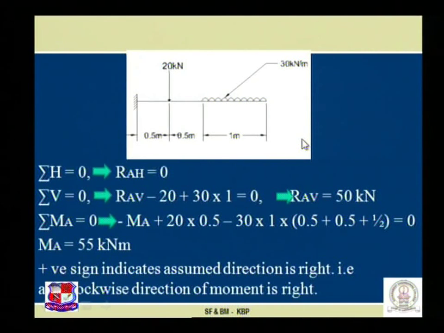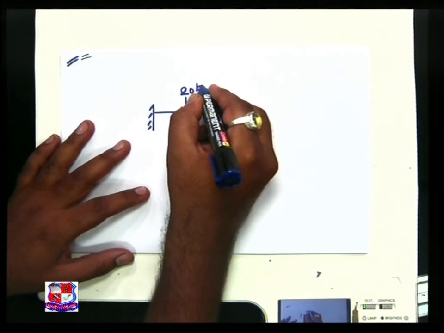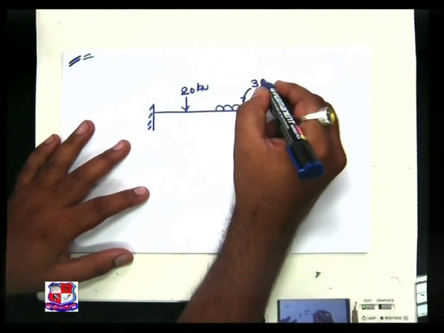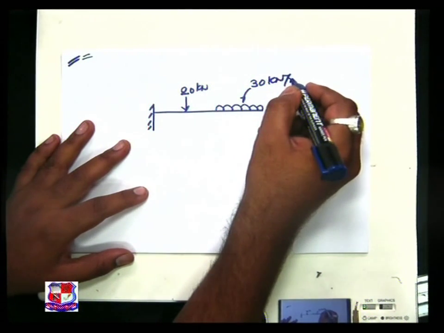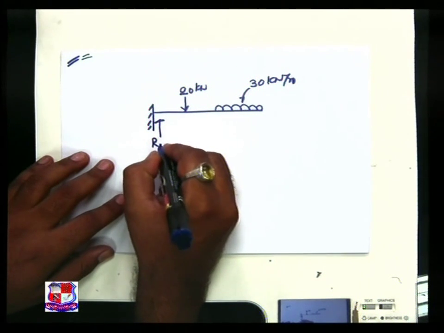So let us see over here on this tabletop. This is the given beam. This is the 20 kilonewton load, and this is the 30 kilonewton per meter UDL. Now, this is the assumed sign convention for RAV.